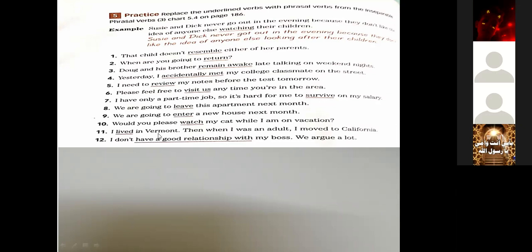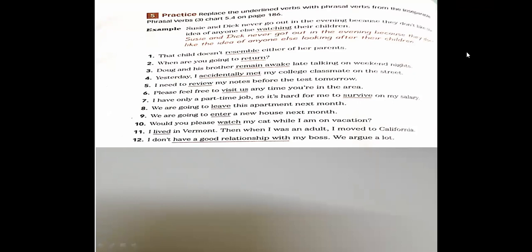Well done. Number 11. Yusuf Rafat, then Amjad. I lived in Vermont, and then when I was an adult, I moved to California. Lived will be lived on, right? No, we want to change the verb with a present verb that has the same meaning. What verb would be acceptable if I write it instead?